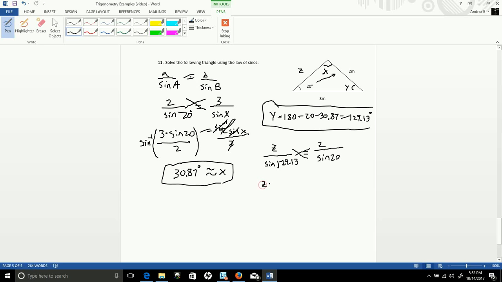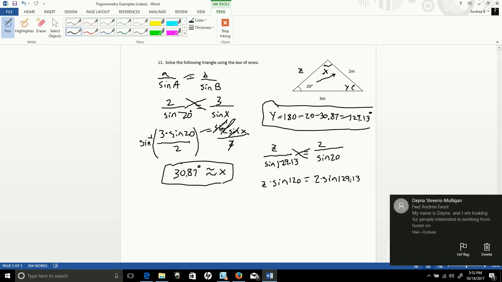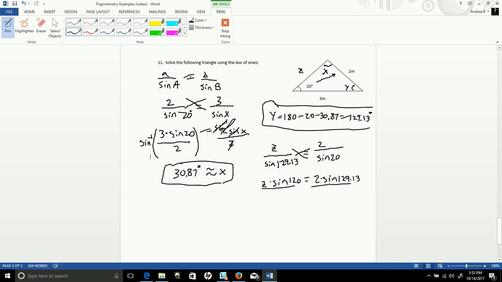So here we have Z times our sine of 129.13 degrees. You'll notice this time the variable is not in the sine function, so we do not have to worry about doing an inverse sine here. We only have to do that if your variable is inside that sine function. So make sure that you're writing those out correctly as well. So we have 2 times sine of 129.13 on the other side there. And then we divide both sides by sine of 20 degrees to finish getting Z by itself.